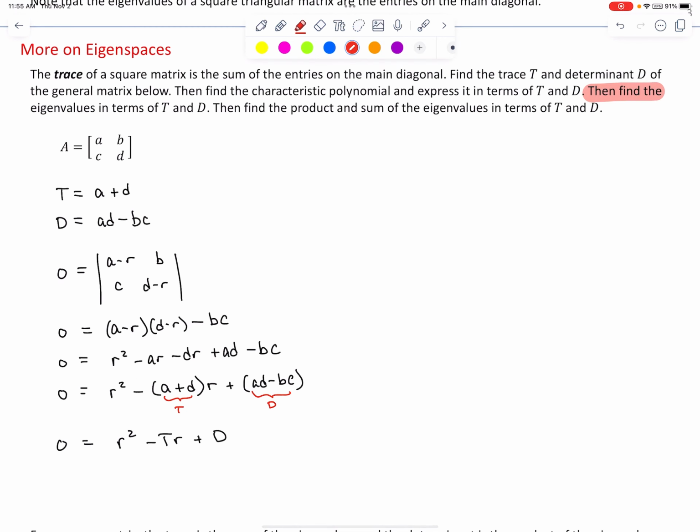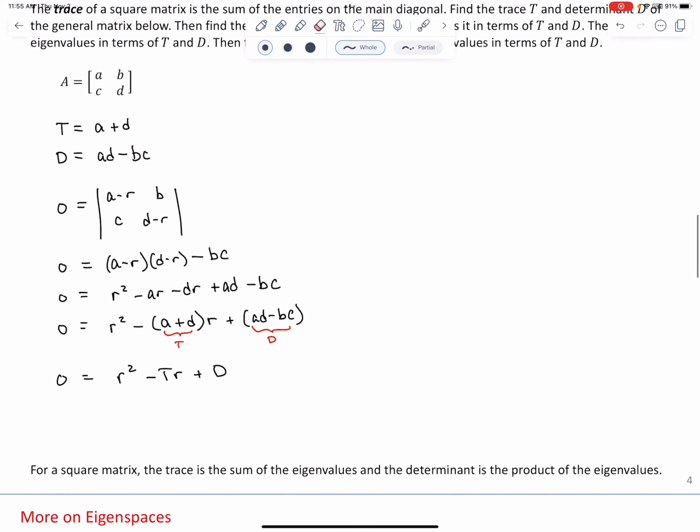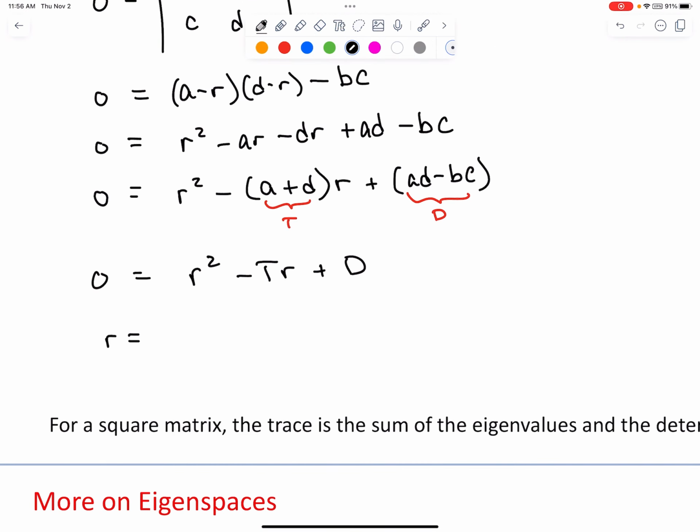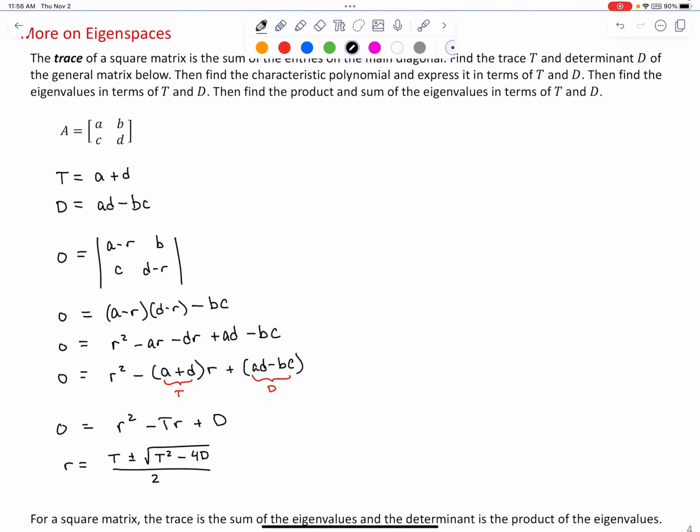Okay, continuing to read up here, then find the eigenvalues in terms of T and D. So the eigenvalues will be the two solutions to this equation. We will use the quadratic formula to find them. r will be equal to, we'll do the opposite of the coefficient of r, which is going to be just capital T, the trace, plus or minus the square root of, and then we square negative T, so we get T squared, minus 4ac. So minus 4 times 1 times the determinant will be minus 4 times the determinant. And this is all over 2a, so all over twice the leading coefficient, which is just 2. And these are our two eigenvalues in terms of trace and determinant.